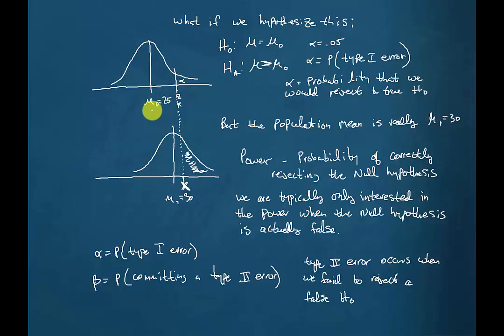If the null hypothesis states that the mean is, say, 25, but the actual population mean is 30, we could land back in this region back here and not reject the null hypothesis. So we would be committing a type 2 error. And what we can see then is that beta is the complement of the power. So in other words, beta plus the power would be equal to 1.